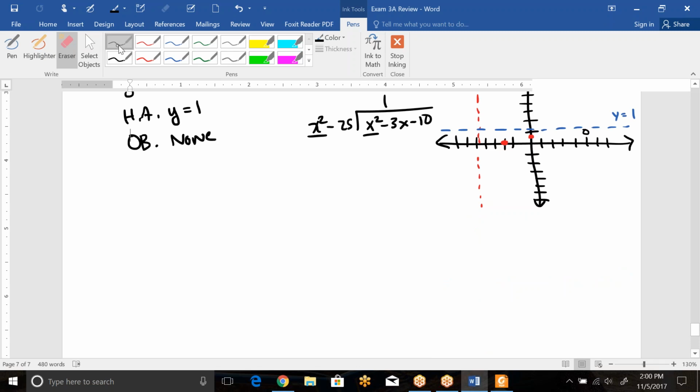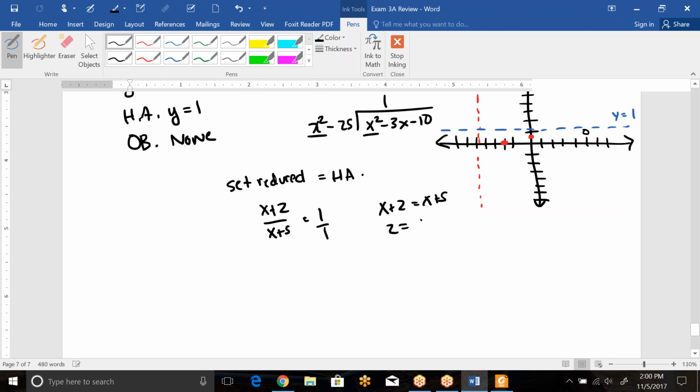I'm sorry, I misspoke. You set the reduced part equal to the horizontal asymptote. So that was x plus 2 over x plus 5 equals 1. If you cross multiply on this, you get x plus 2 equals x plus 5, and that solves to just 2 equals 5, which doesn't have an x value left. So no, we don't cross. Sorry for that. And then we need to look at some extra points.